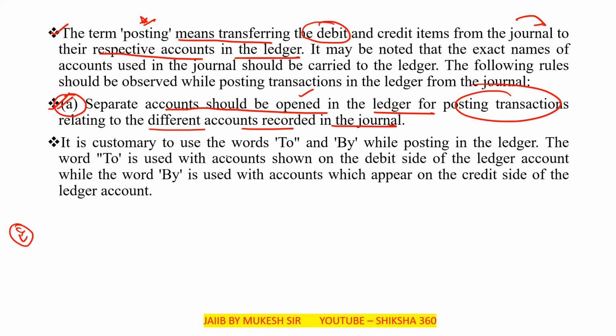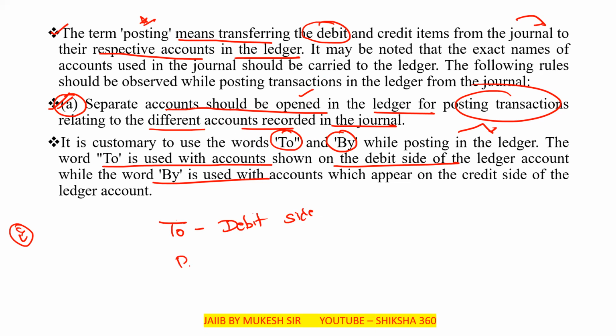So it is customary to use two words while posting in the ledger. First one is to, T-O, and by. The word to is used with accounts shown on the debit side of the ledger account, while the word by is used with accounts which appear on the credit side. To for debit side, by for credit side.